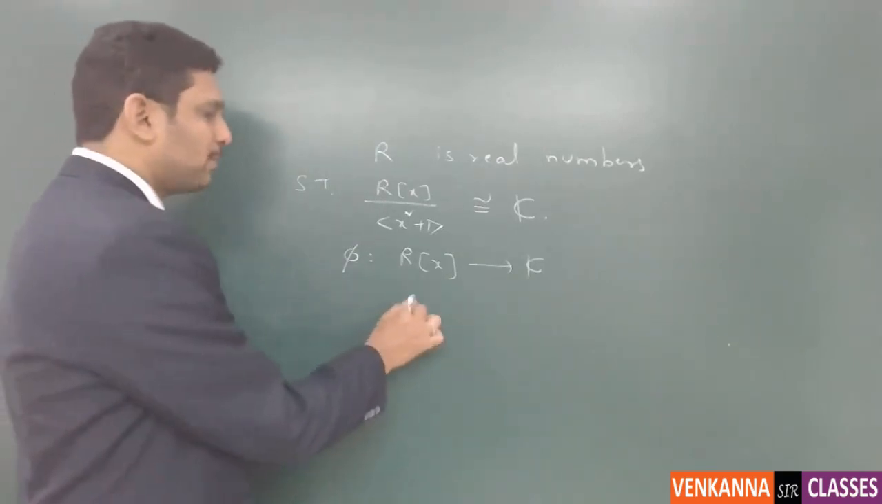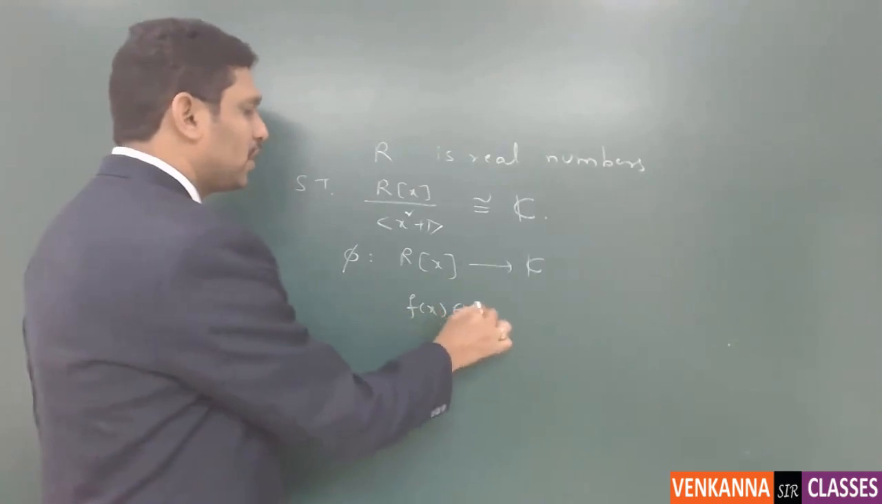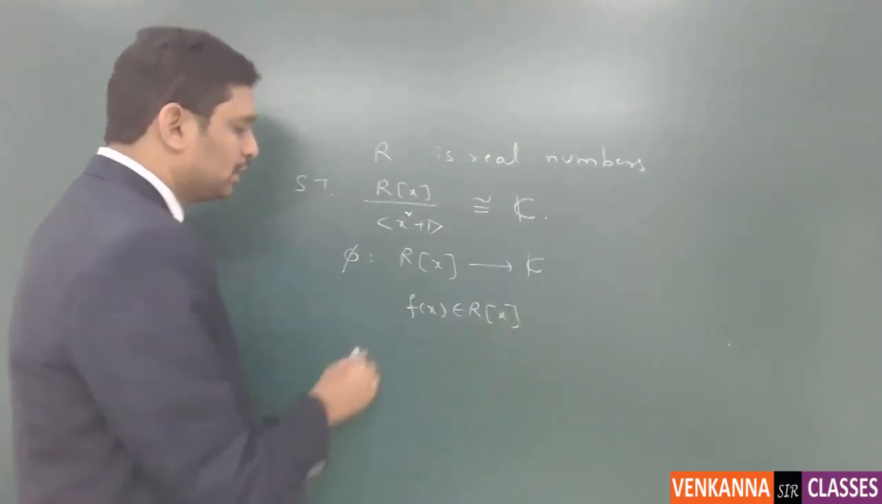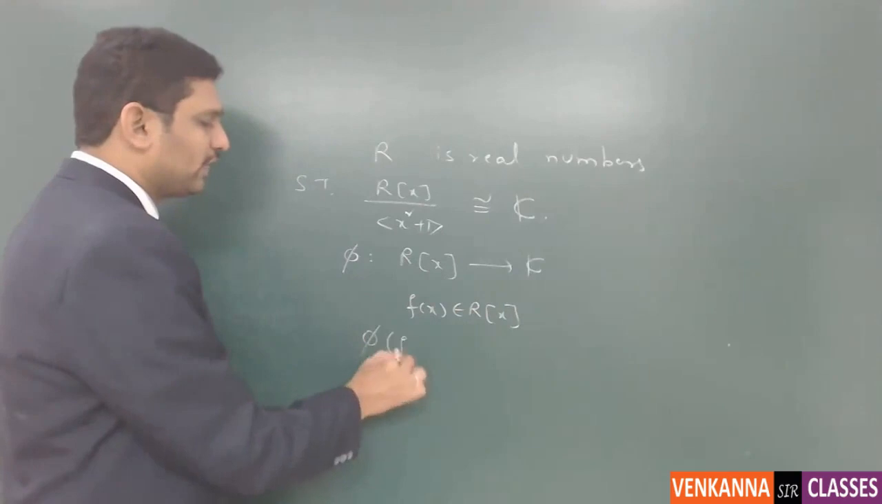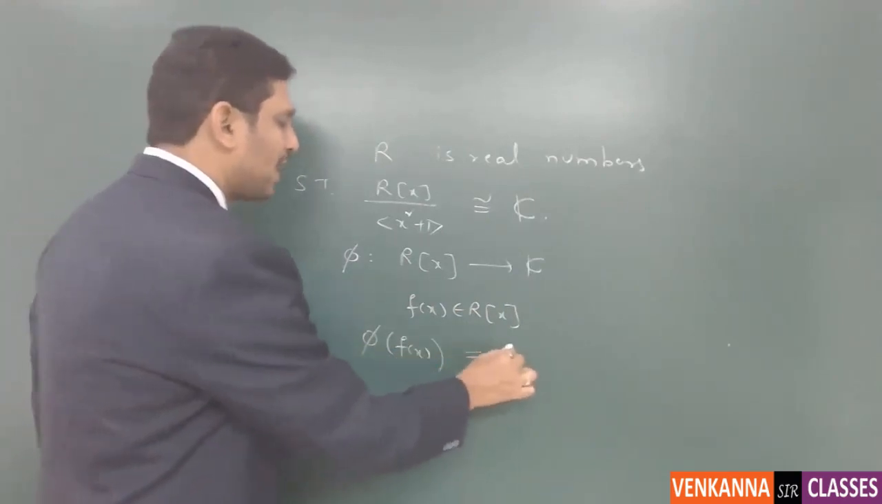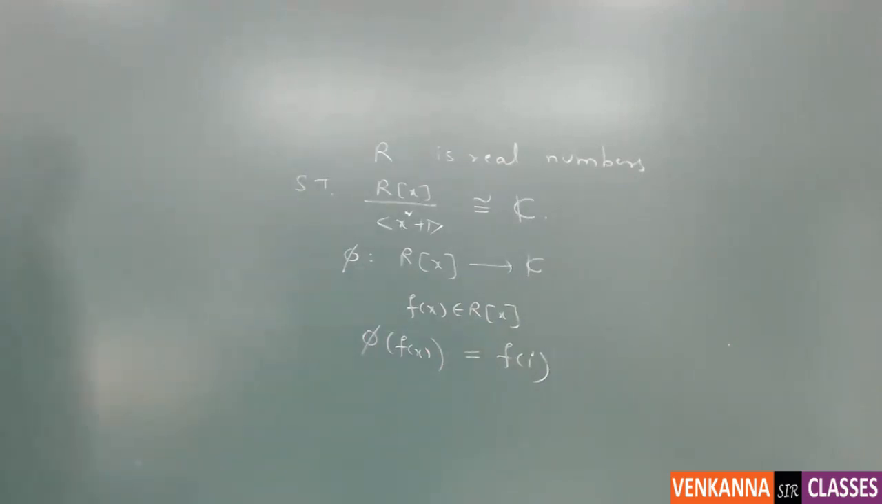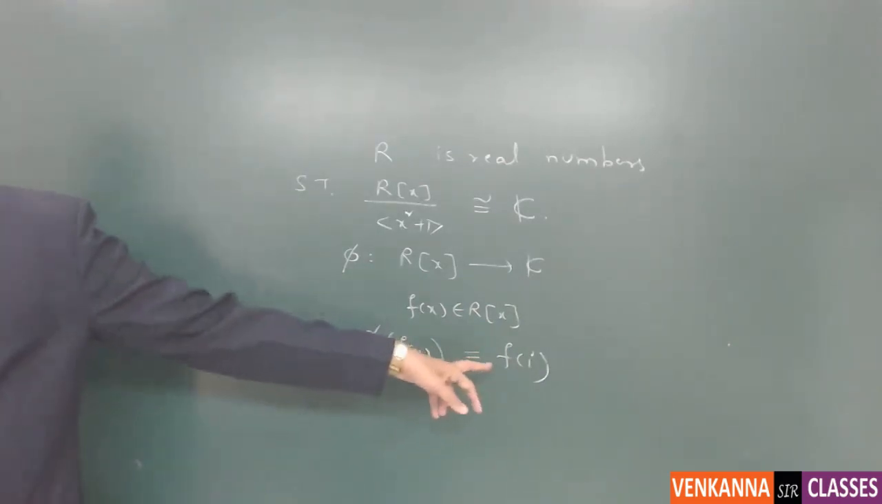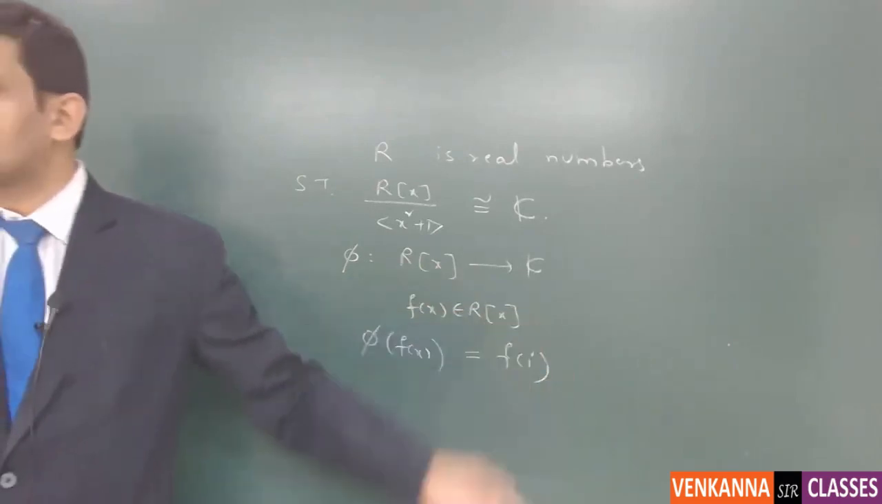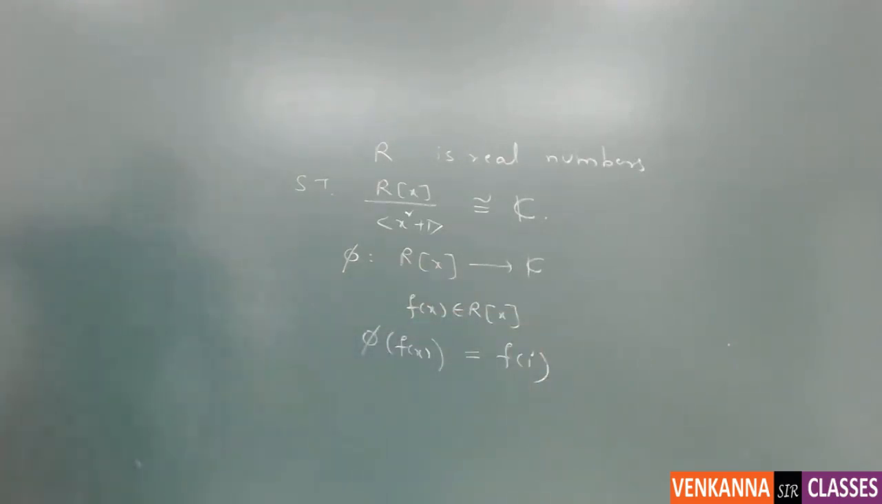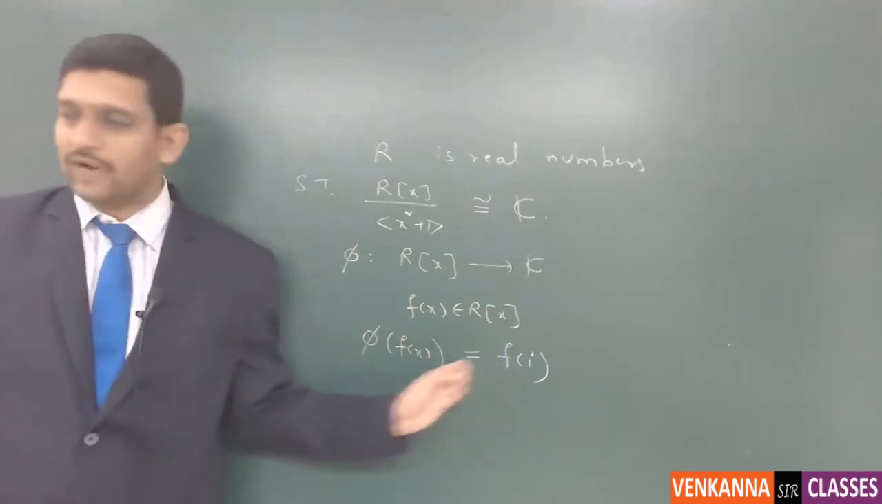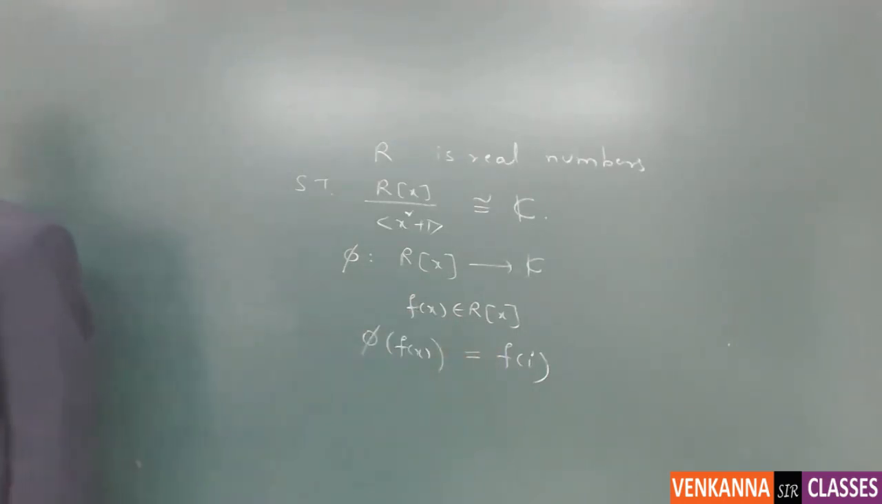Whenever you take a polynomial f of x belonging to R of x, you define phi of f of x equal to f of i. It is nothing but simply, in place of x, you substitute i, and the resultant is a complex number. So the domain contains all polynomials, the codomain contains the complex numbers. This is the way we define the function. Please take a note of this one.